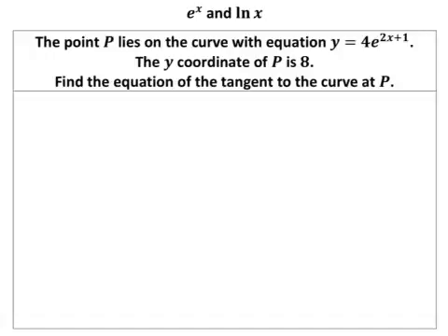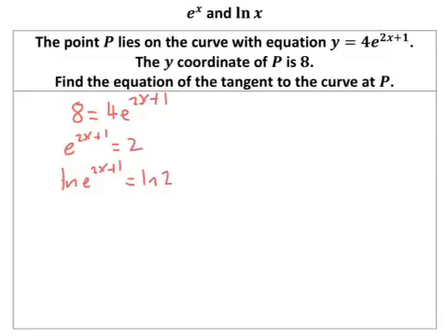So first things first, we know that 8 is equal to 4e to the 2x plus 1. So we need to solve this equation, so we can say e to the 2x plus 1 equals 2. I've divided by 4. Right, now we need to apply logarithms, and we get ln of e to the 2x plus 1 equals ln 2.